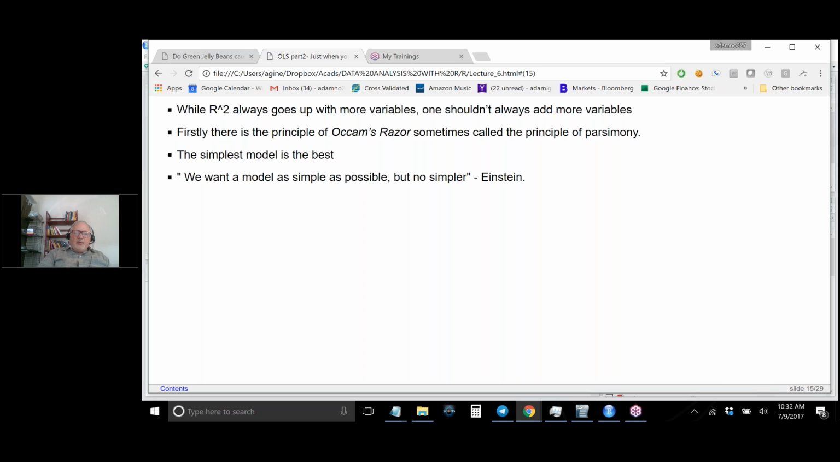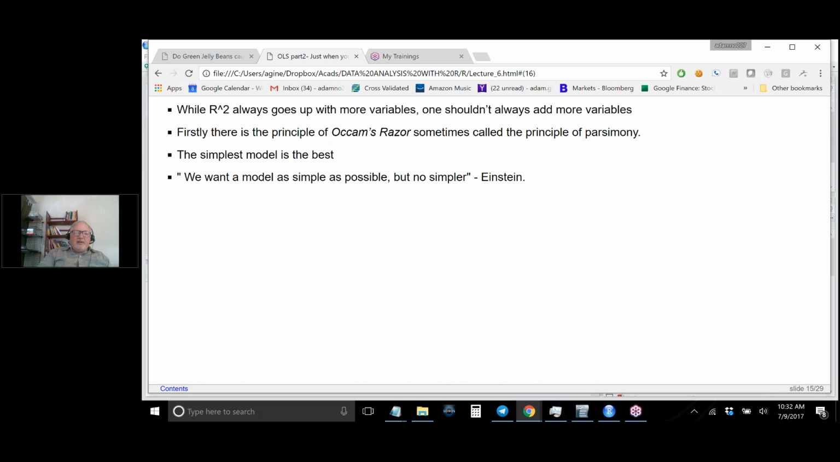Now, equally importantly, you don't want to just add more variables to a model just to get a higher R squared. That it'll go up is absolutely a fact. But there's this principle called Occam's razor, sometimes called the principle of parsimony, which says the simplest model that explains the data is the best. And Albert Einstein said it, we want a model as simple as possible, but no simpler.